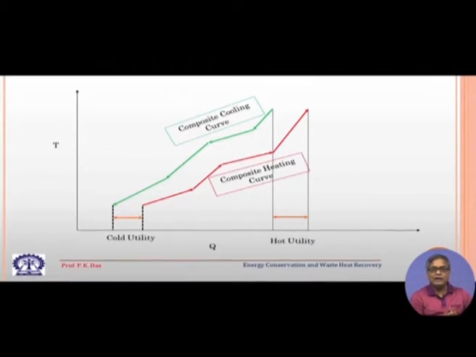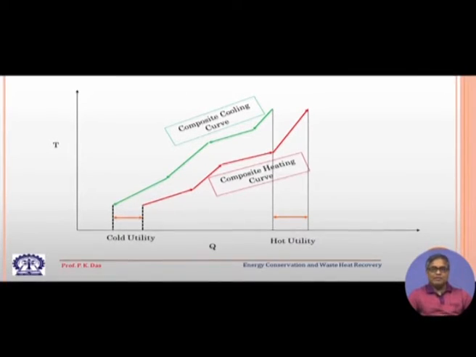Now, how far can we reduce it? We can reduce it up to the pinch temperature we have specified at the beginning of the problem. So, we cannot reduce them below 20 degrees Celsius. So, that is the significance of pinch temperature in connection with the composite cooling curve and composite heating curve.